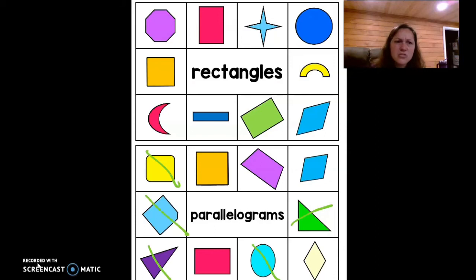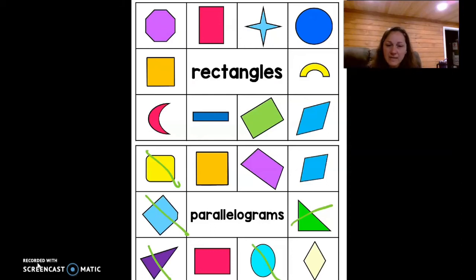And wait, you're like, Mrs. Jones, you can't cross off the guy in the corner. Yes, I can. Look at him, he's got roundy edges. Nope, not a parallelogram, not even a polygon. You have no corners. So he is out and out.